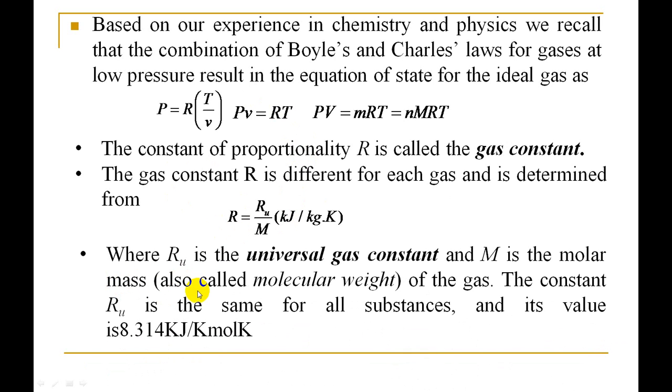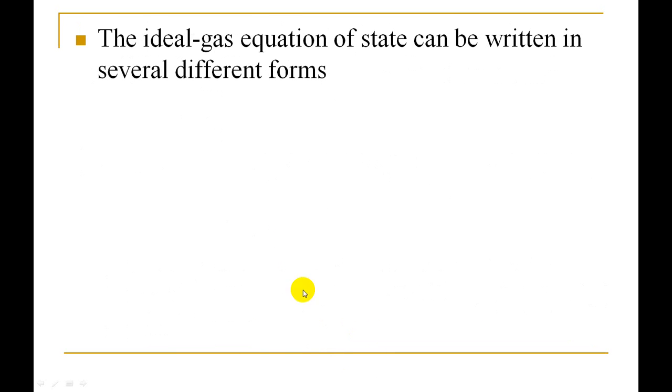Here R_u is the universal gas constant, and its value is around 8.31 kilojoule per kilomole Kelvin, and M, capital M, is the molar mass, also called molecular weight. So using these two values, we can determine the gas constant of any gas. And again, m is equal to N times molar mass.